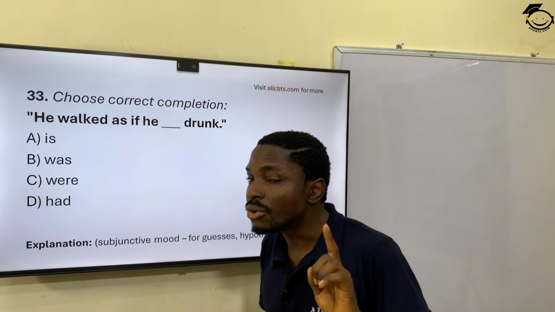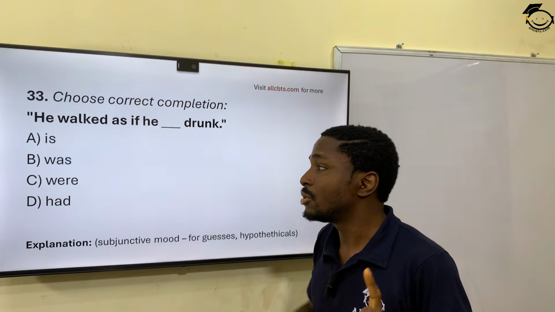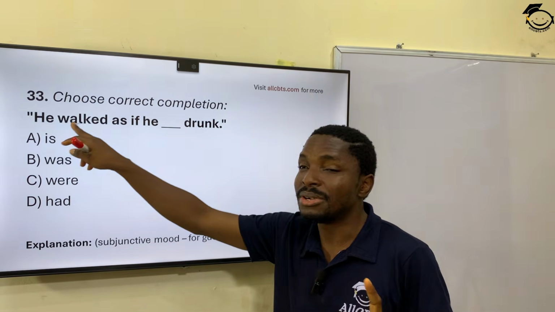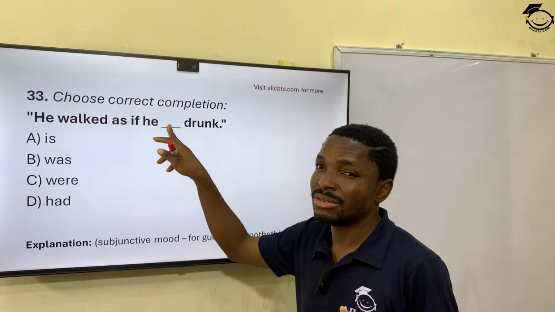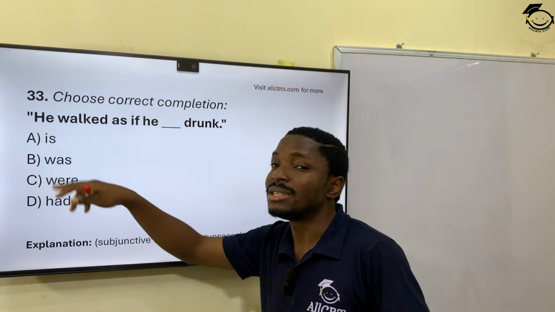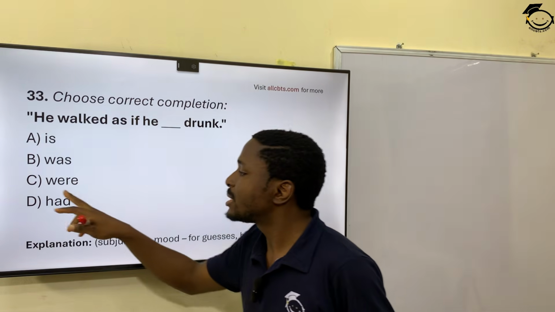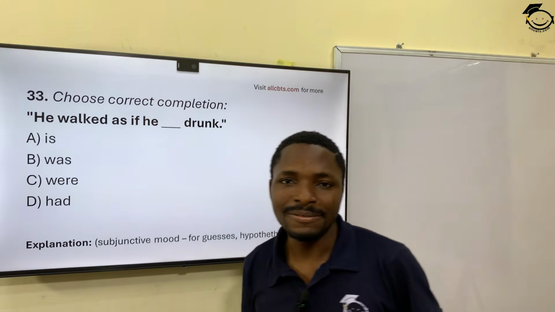Not he was drunk or he's drunk. Because walked is not in the present. So you can't say he's drunk. Walked shows that it's in the past. So he walked as if he were drunk.